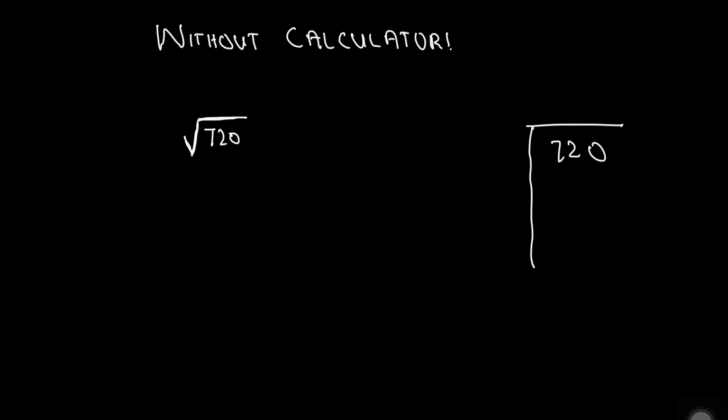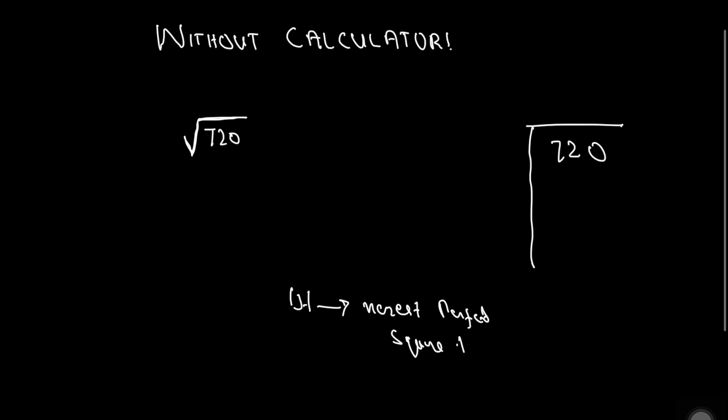So, here we write the 720, and now our first step. What is the first step? First, we find the perfect square nearest to this number, 720.